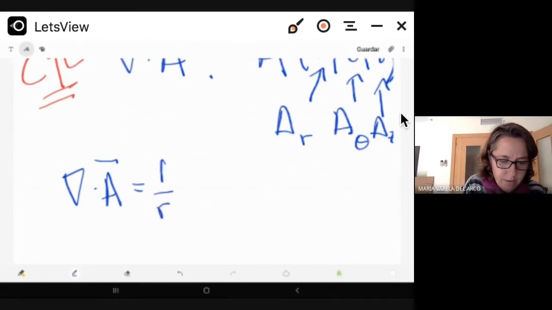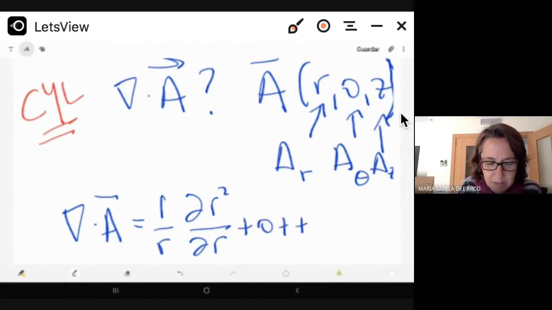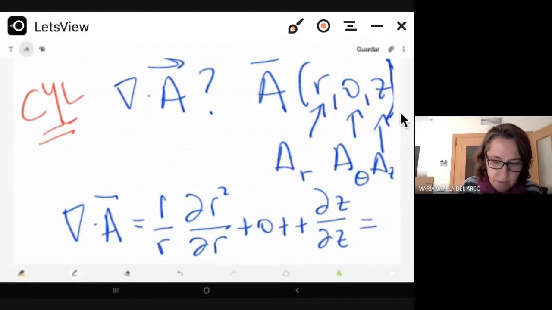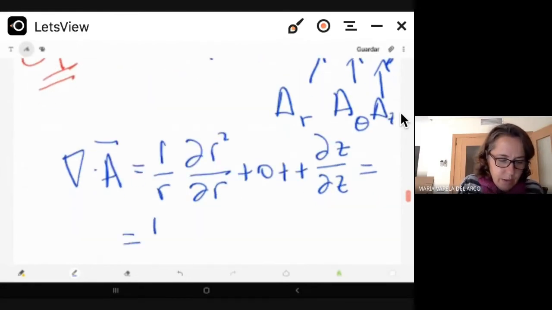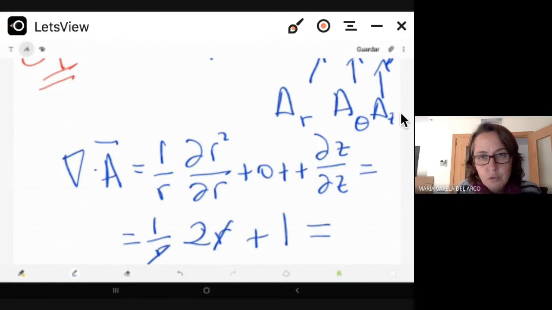1 over r, derivative of my first component times r, but my first component again is r, so that would be r squared, plus second term is 0, plus the third term is the derivative of the third component of the field with respect to z. Now I can calculate this. It's not difficult. That's 1 over r times 2r, because the derivative of r squared is 2r, right? Plus 0, plus 1. And what is the result? Those go out, 2 is left, and then I have to sum 1. 3. The divergence of my field calculated in cylindrical coordinates is equal to 3.